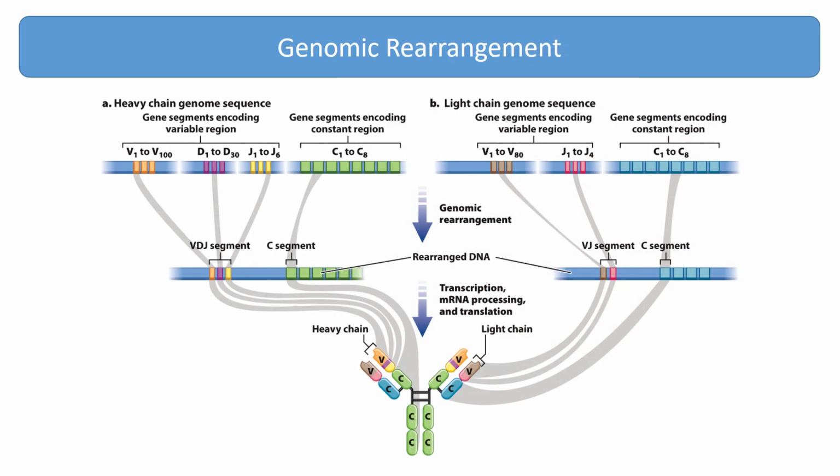So how do we end up with such a diversity in B cells? As a B cell differentiates, different gene segments are joined in a process called genomic rearrangement that produces a specific antibody. For heavy chains, shown to the left, there are 4 key types of gene segments. These segment types are variable, or V for shorthand, diversity, or D, joining, or J, and constant, or C.